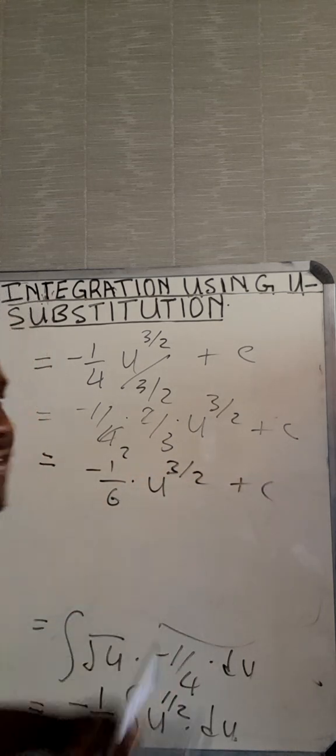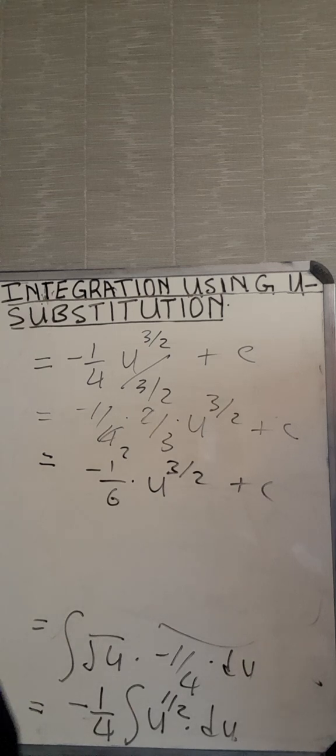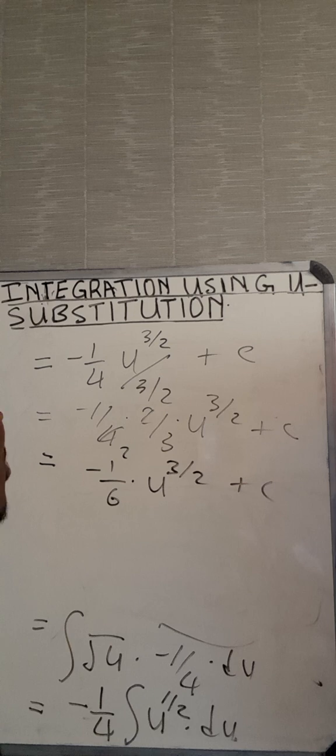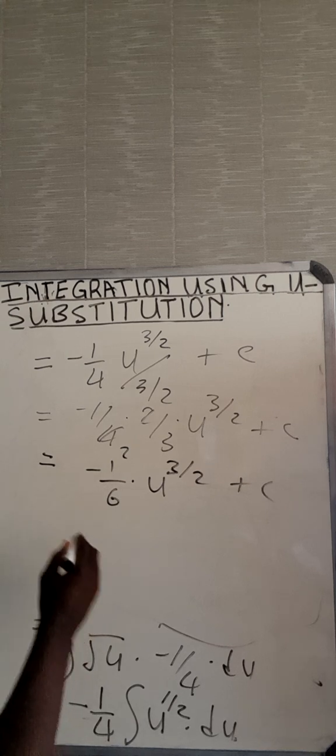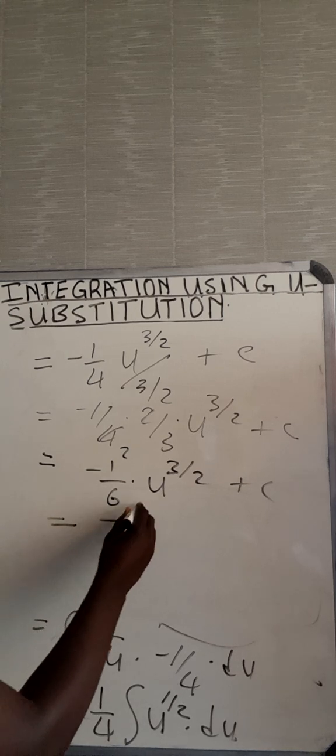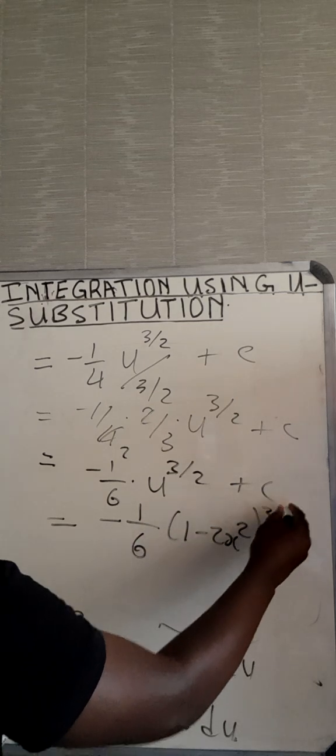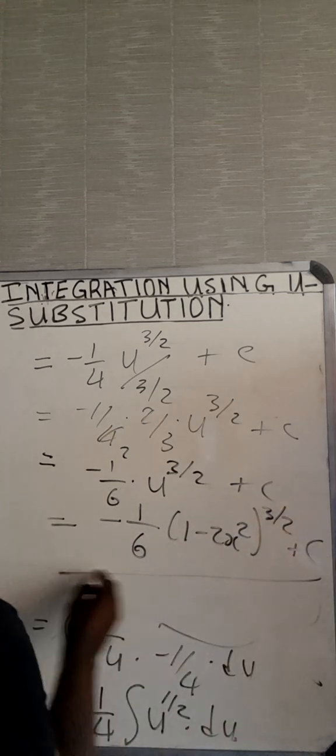Remember, we don't leave the answer in terms of u because the original problem was in terms of x. So we need to place everything in terms of x. Remember, u stands for something in that particular problem. It stands for 1 minus 2x squared. So this will be equal to minus 1 over 6 times 1 minus 2x squared to the power of 3 over 2 plus c. And this is the final answer.